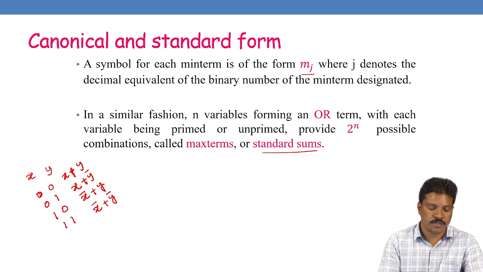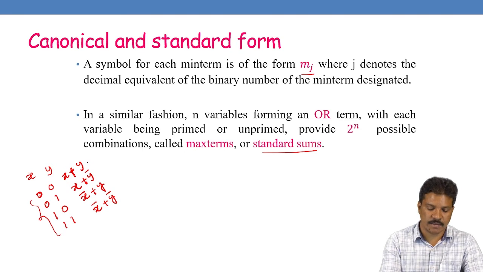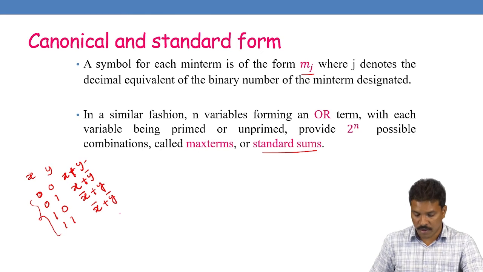The variables range from 0 and 1. So there are 2 power 2 combinations in the Boolean truth table. So to represent a two variable OR term, each variable being primed or unprimed provides 2 power 2 possible combinations, which are called max terms or standard sums: x plus y, x plus y bar, x bar plus y, x bar plus y bar.